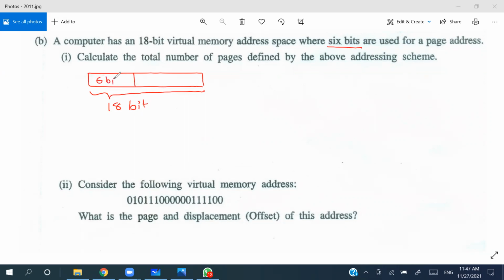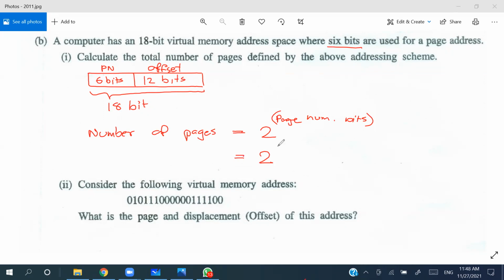So there are 6 bits for the page number. We know how much is there for the offset because it is 18 minus 6. So definitely there will be 12 bits for the offset. They're asking to calculate the total number of pages defined by the above addressing scheme. So it's simple, right? Number of pages equals 2 to the power page number bits. So that means 2 to the power 6, which equals 64. Simple as that.